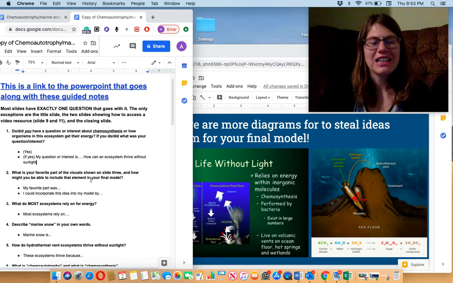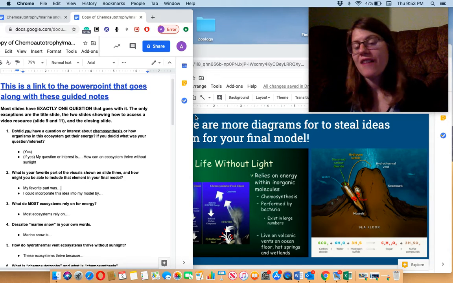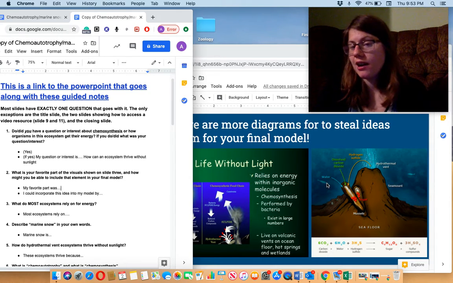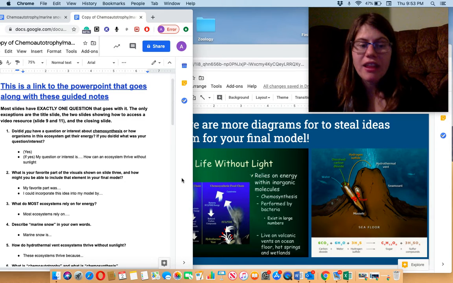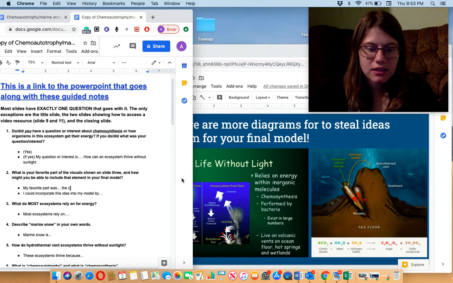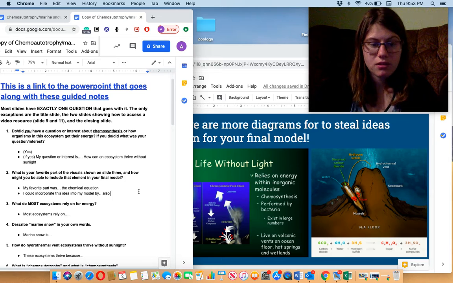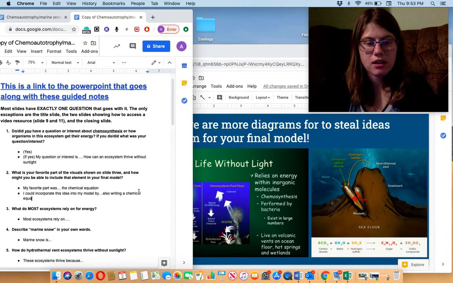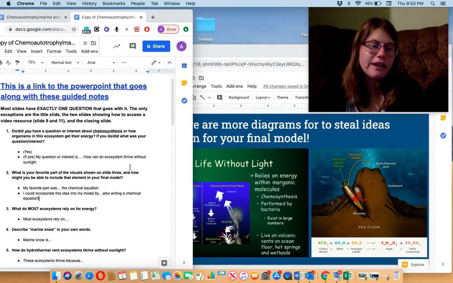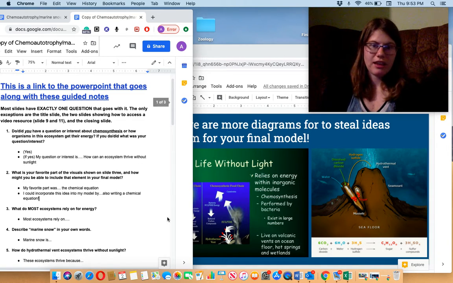Anyway, joys of technology. So, writing your favorite part of these two models that you would like to try to incorporate into your model. I thought my favorite part was the chemical equation, because I'm a nerd. And I could incorporate this idea in my model by simply also writing a chemical equation. So it doesn't have to be a super complicated thing.